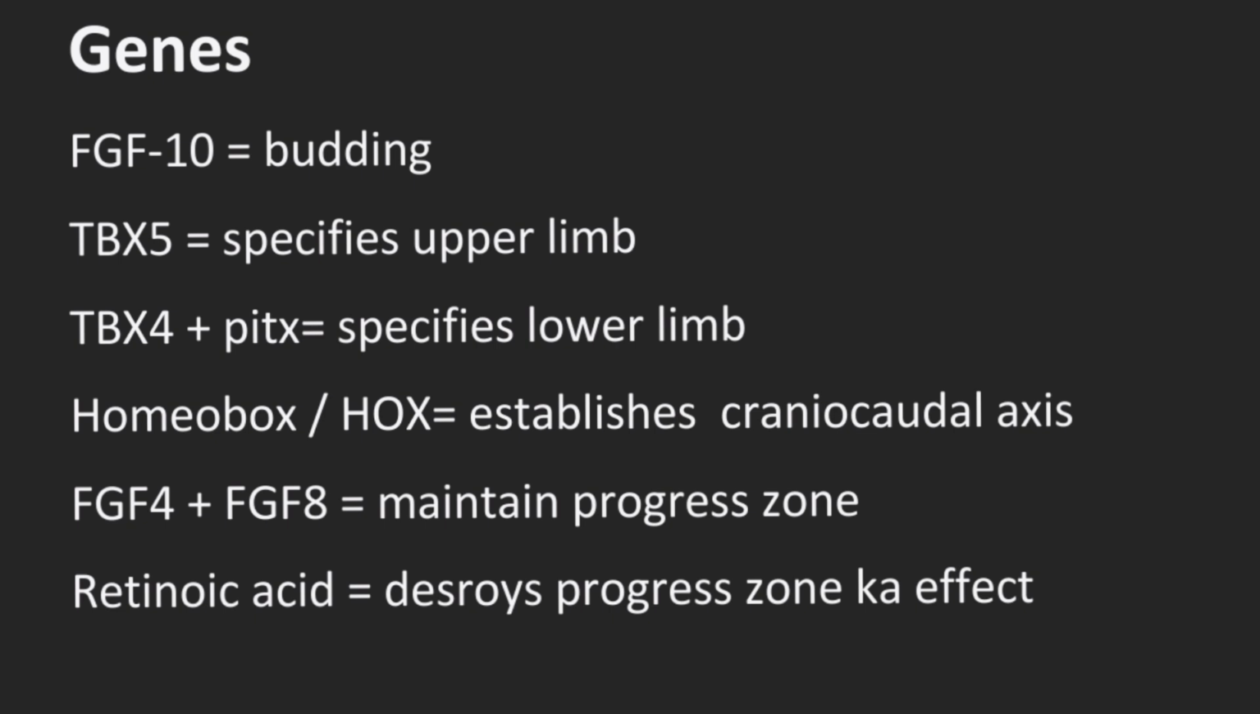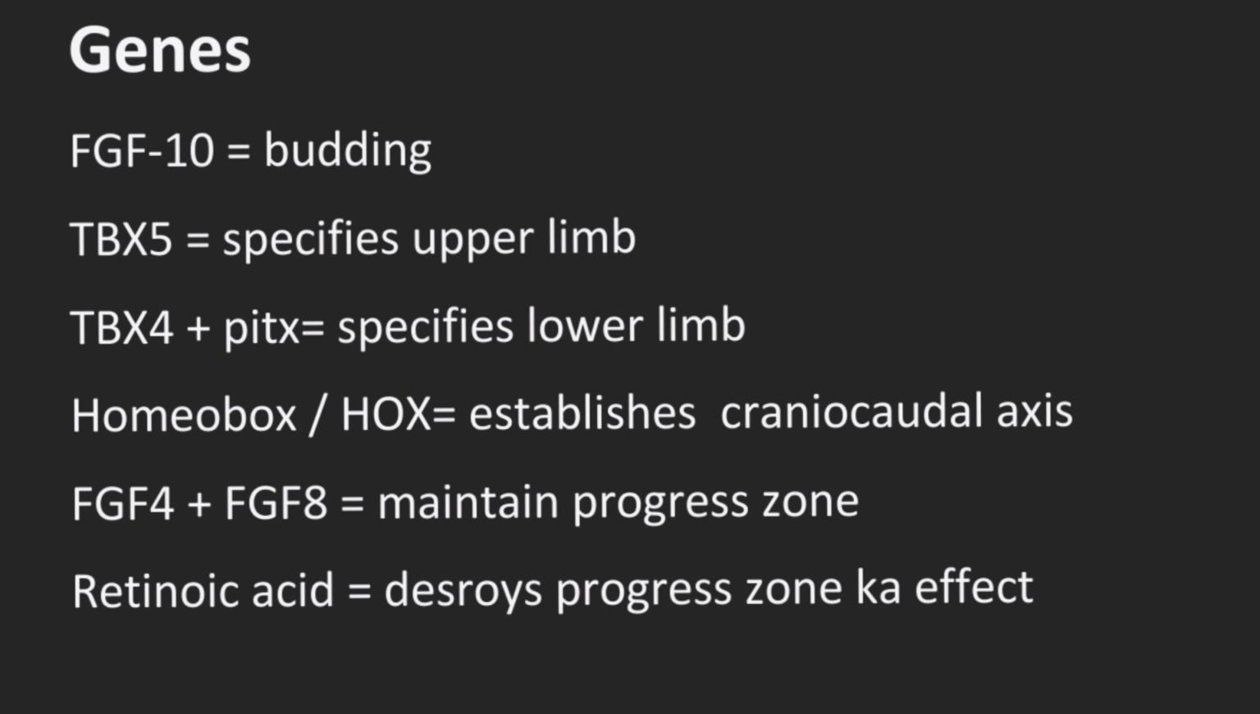Now there are some genes that you need to know about the limbs. The first one is FGF10. That is the gene which is responsible for the bud formation. Then we have TBX5 and TBX4. So 5 is for the upper limb and 4 is for the lower limb. Then we have the homeobox or Hox gene. I told you development occurs proximo-distally, or craniocaudally, you can say. So that craniocaudal axis is established by homeobox.